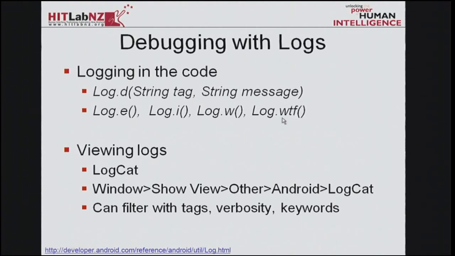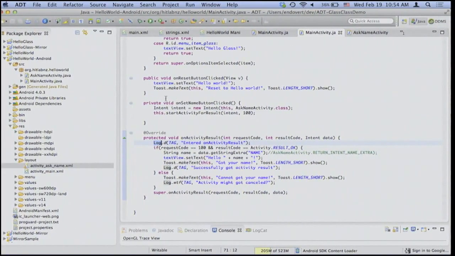This one here is not a bad word, but officially it's called "What a Terrible Failure." Android recommends you to use this whenever you have something really serious you have to log, something where your activity is not working in a perfect way. And if you call this method, how to view these messages you logged is in Android.